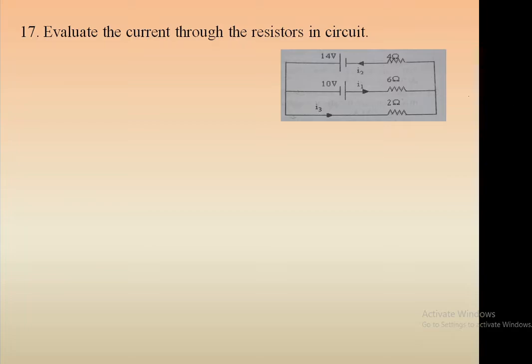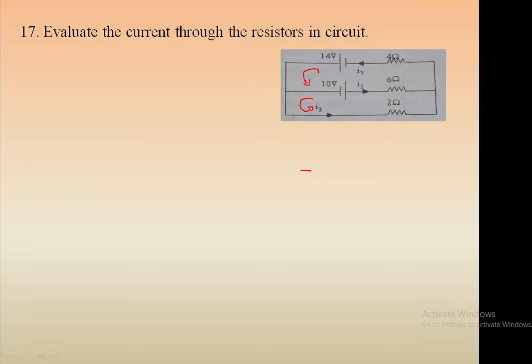Here is an upper loop and a lower loop. And here also we can consider a clockwise direction. Anti-clockwise direction is taken as the direction, and this is the positive direction. Now apply Kirchhoff's first law, the junction rule, at this point.